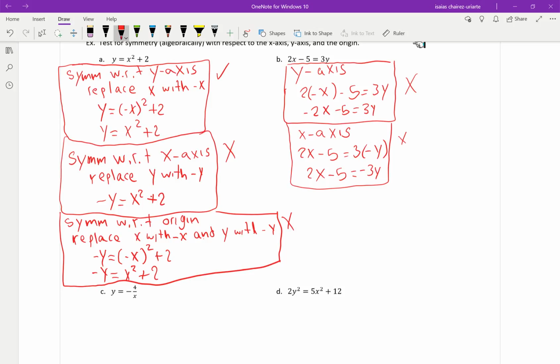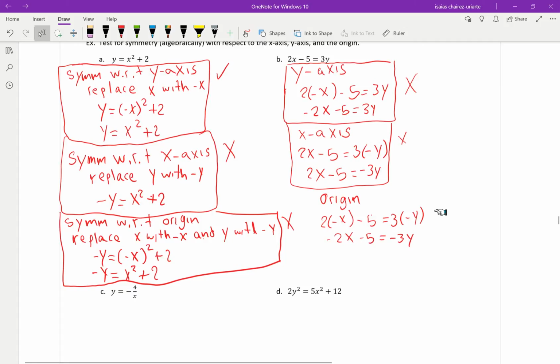Let me test for symmetry about the origin. Okay, so that means change my x's to negative x and my y's to negative y. So that would look like this: 2 times negative x minus 5 equals 3 times negative y. And then let me clean this up, simplify this. That's negative 2x minus 5 equals negative 3y. Is this equation equivalent to the original one? I'm going to say no. Even if I was to multiply both sides by negative 1, I would end up with a different equation altogether. So this equation is not equivalent to the original one. So it turns out that the equation for B doesn't have any type of symmetry.